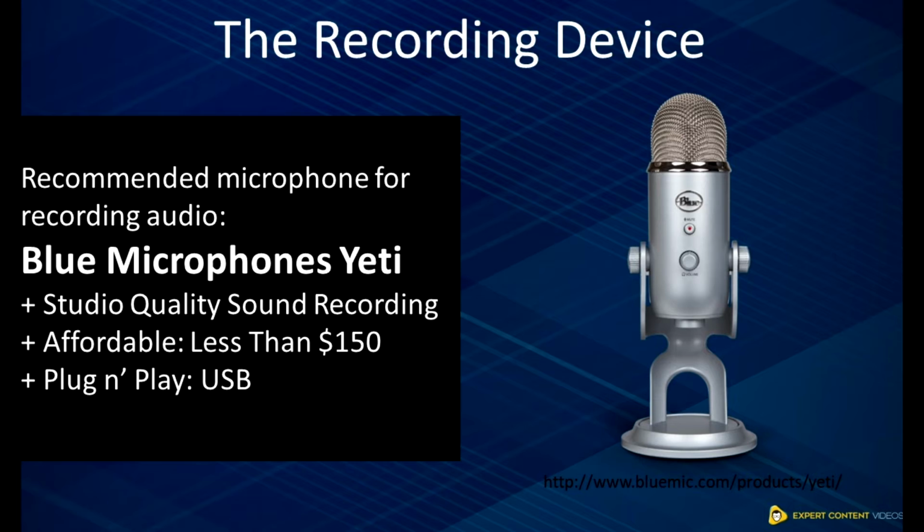One such example is the Blue Microphones Yeti. This is because it has studio-quality sound recording, which is a big plus if you want high-quality audio. It's also very affordable. You can get this online for lower than $150. The third is also the biggest advantage. It's plug-and-play properties. You just simply plug into any USB port on your computer, do some simple settings, and you're ready to record.